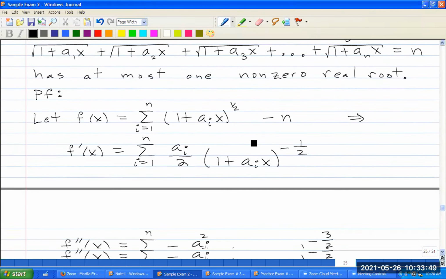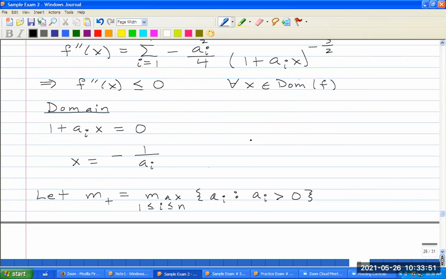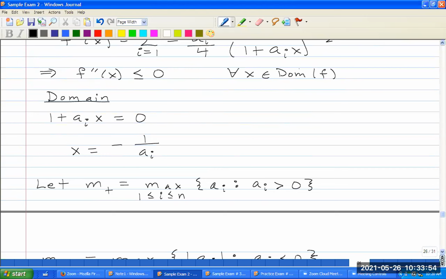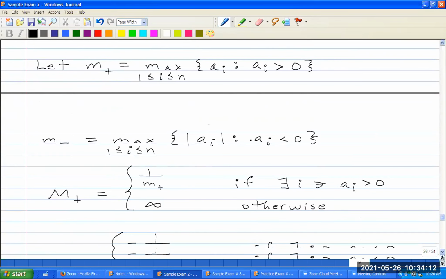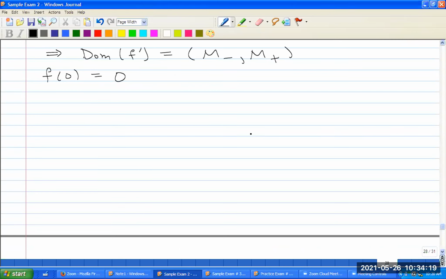So now this function is always concave down. So the question is, if the function is always concave down and it has a derivative that's 0 at 0, how in the world can it have another root? Can it have more than one root? Okay, so you only have one root. And so let's do that. This is very dependent on the fact that it's real numbers.